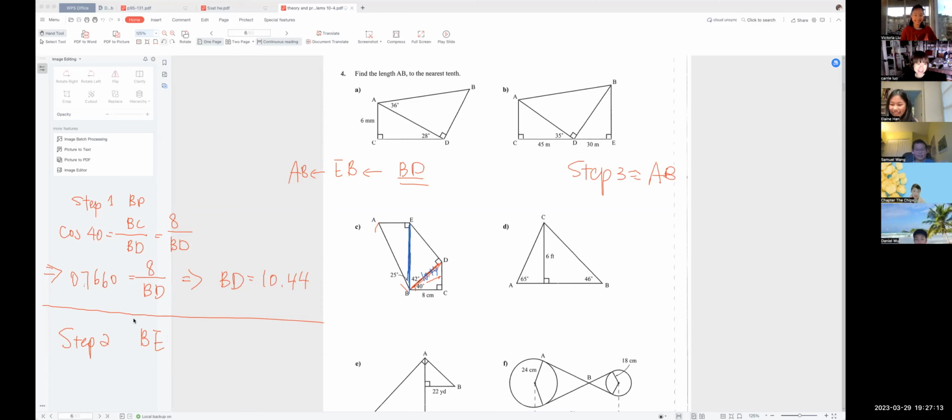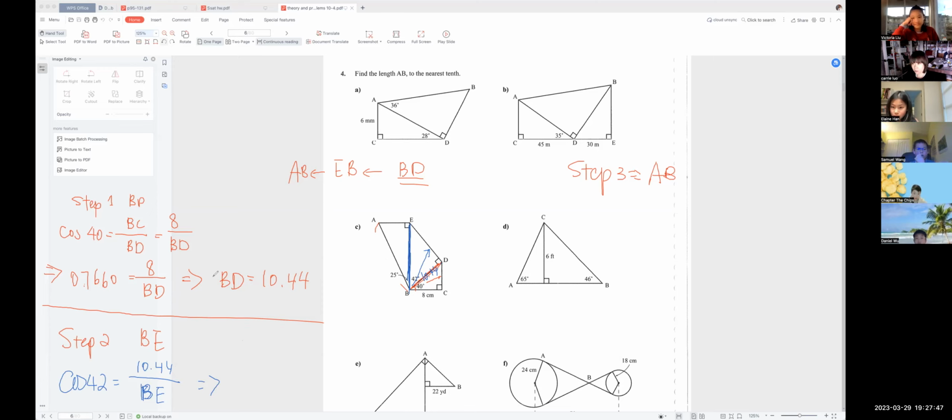So everybody, why are we using cosine 42 again? It's because, when the angle is here, you just draw a line, everybody, okay? So if you see a line, ED is unknown. So that means opposite is not useful. Adjacent is useful. So 10.44 divided by BE equals cosine 42. Correct, everybody? So cosine 42 equals what?